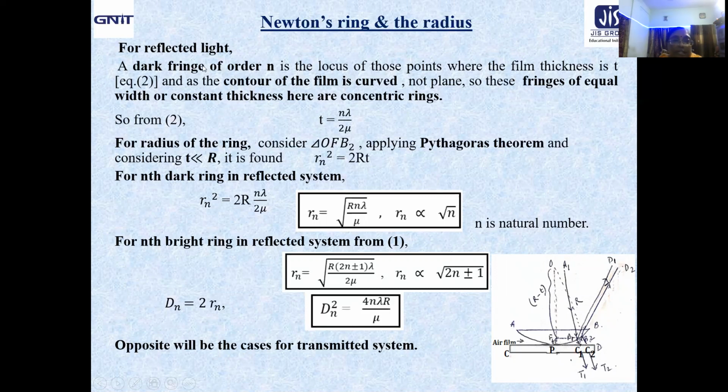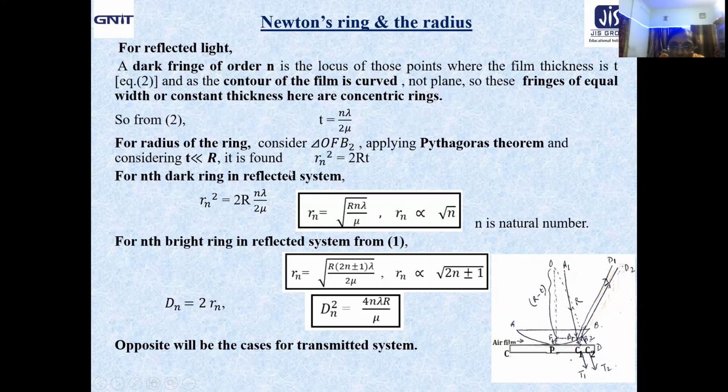I am repeating this statement. A dark fringe of order n is the locus of those points where the film thickness is T, and as the contour of the film is curved, not plane, these fringes of equal width or constant thickness are concentric rings. Now, what about the ring radius or diameter?